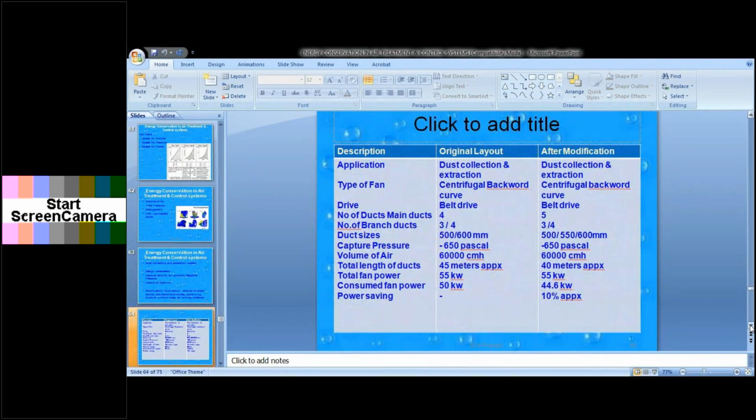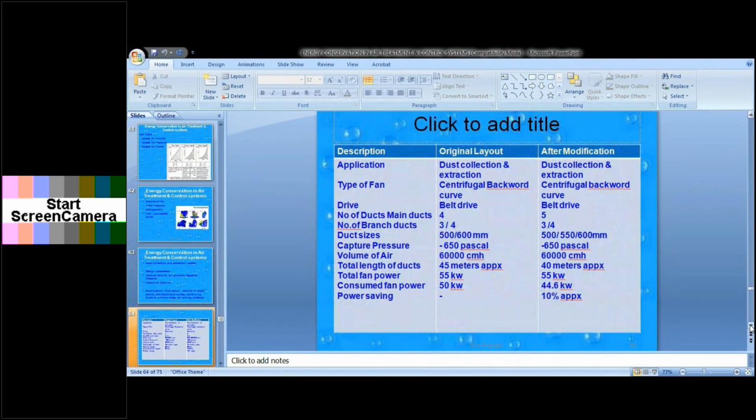So here the dust extraction system, original layout was this, and after modification, the type of fan is centrifugal backward curve, belt driven fans. Number of main ducts were 4. After modification, we made it 5 based on the air volume, the pressure drop across the same air volume, and velocity. So we redesigned the ducts, number of branch ducts, duct size is about 500, 600 mm.